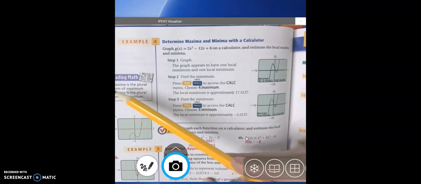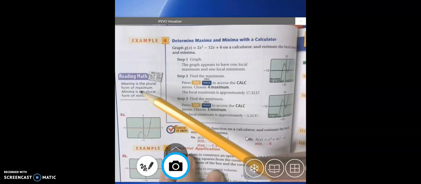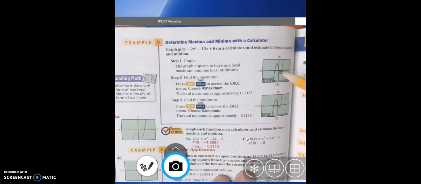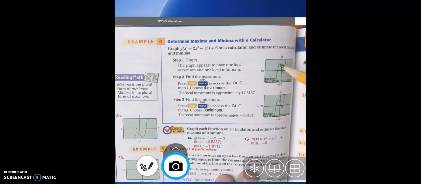What I want you to note is that maxima is the plural form of maximum. That just means that you can have more than one. And then the minima is the plural form of minimum. So here we only have one maximum, so it's just called maximum. But if I had more than one, say I had up, down, I had 2 ups, 2 turning points, 2 max turning points, that would be called maxima. If I had two minimum turning points, that would be called minima.